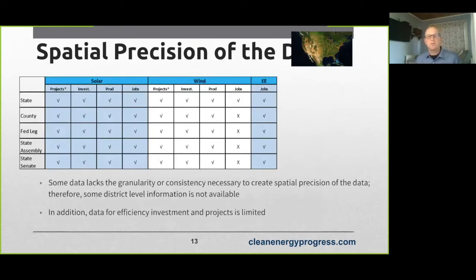So I mentioned earlier the spatial precision of these maps, but we do have this data organized for wind, solar, and energy efficiency jobs. For energy efficiency, we did have data that we could defensibly divide up at more precise scales in terms of how much money is being spent on energy efficiency and how many projects we have. And as well, there's a limit to how precise we can get in terms of wind jobs. We have state level estimates of wind jobs, but those estimates are really hard to put in a specific place.